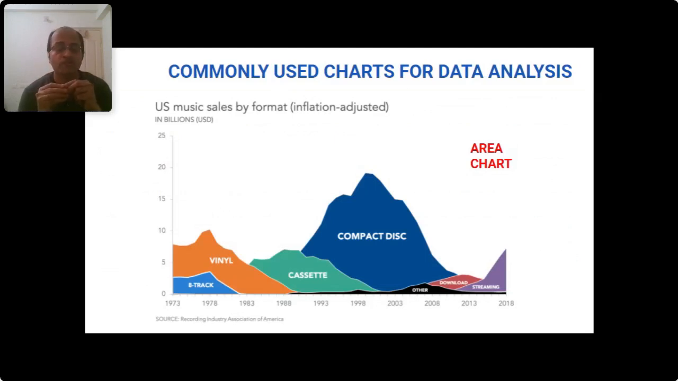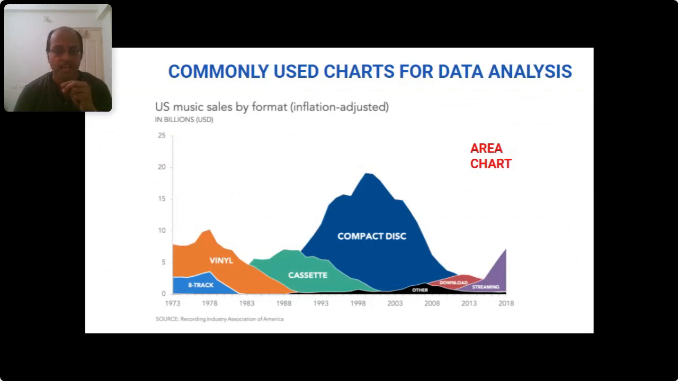Now, the next set of charts which I have put forth are the most common ones used for data presentation. The first one is the area chart, as you can see here. This is the evolution of US music sales by format, meaning you have compact discs, cassettes, vinyl records, tracks, and later on live streaming, which comes at the end. It is over a period of 1973 to 2018.